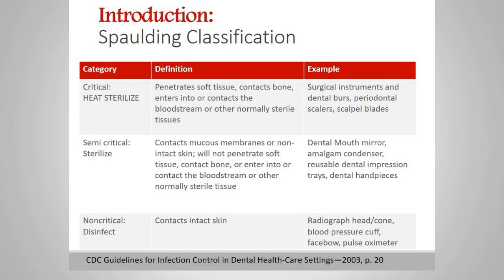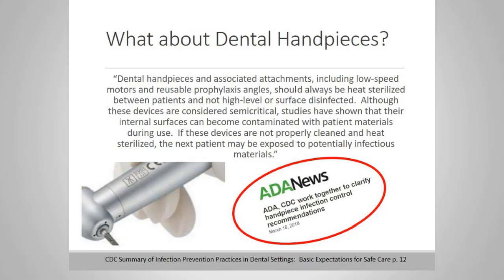For instance, our digital radiograph sensors, or digital impression wands, or all of the other high-tech devices that are used today. These items ideally should be heat sterilized, but let's face it, we're not going to put a digital radiograph sensor in the autoclave. So let's talk about that for a second. Let's start off with handpieces, high-speed handpieces.